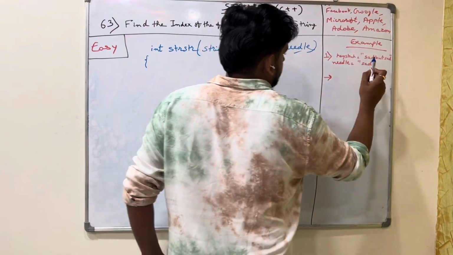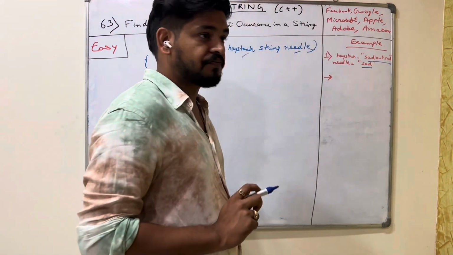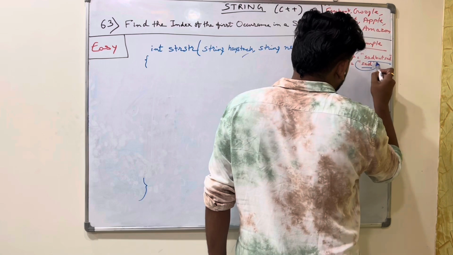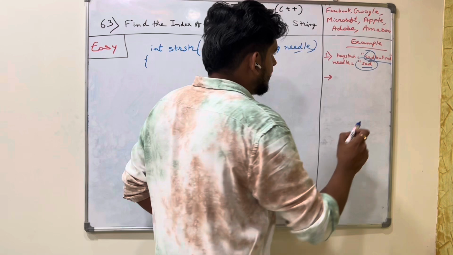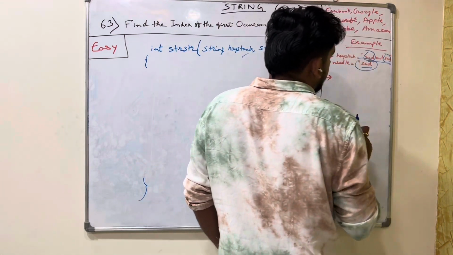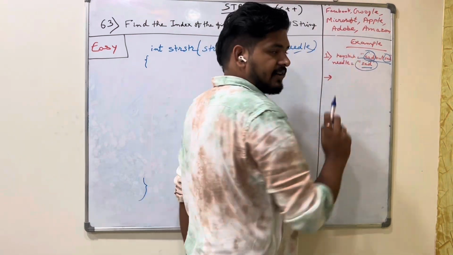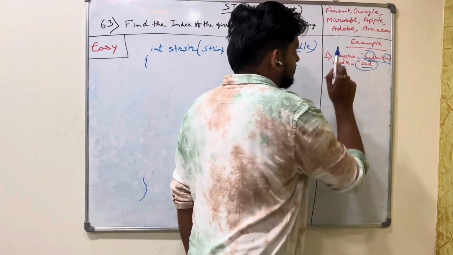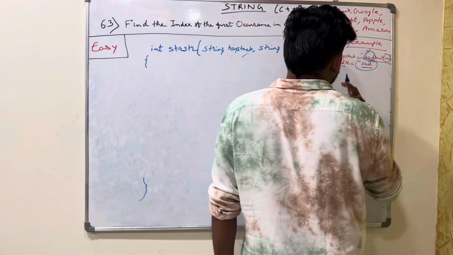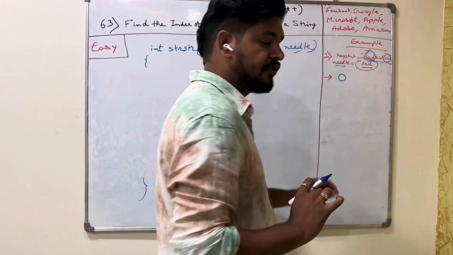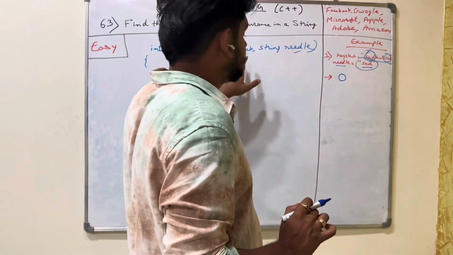So the haystack string is "sadbutsad" and the needle is "sad". So you can see this "sad" has actually come over here, right? This is the first occurrence of "sad". There is one more occurrence of "sad", but we need to return the index of the first occurrence of needle in the string haystack. So what is the index of the first occurrence? It starts at 0. So we will be returning 0. We need to return the starting index of the first occurrence of the string needle in string haystack.